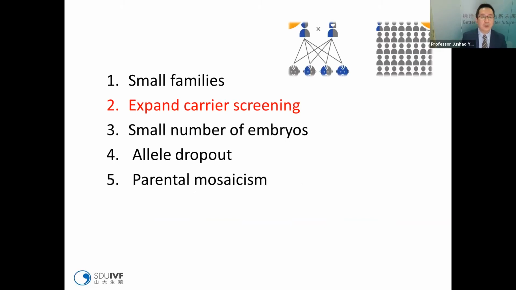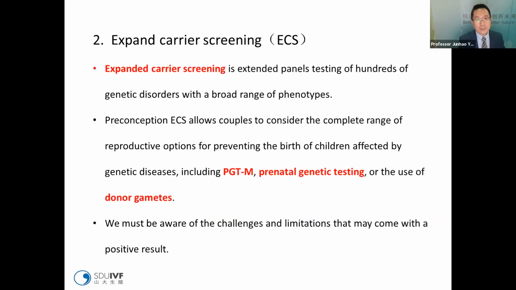So the second pitfall is expanded carrier screening. Expanded carrier screening, we call it ECS, is extended panel testing for hundreds of genetic disorders with a broad range of phenotypes. ECS allows couples to consider the complete range of reproductive options for preventing the birth of children affected by genetic disease, including PGT-M, prenatal genetic testing, or the use of donor gametes.